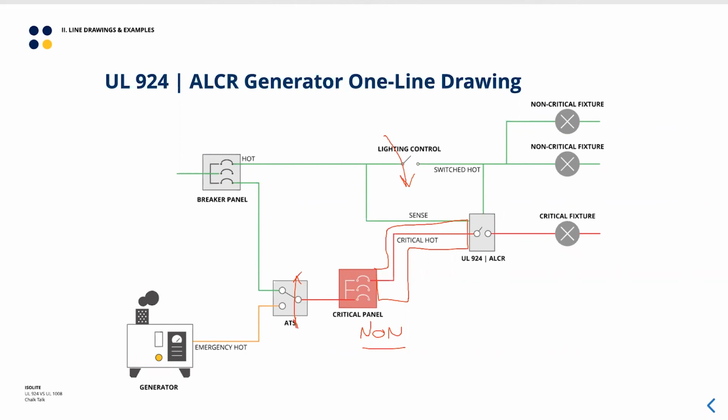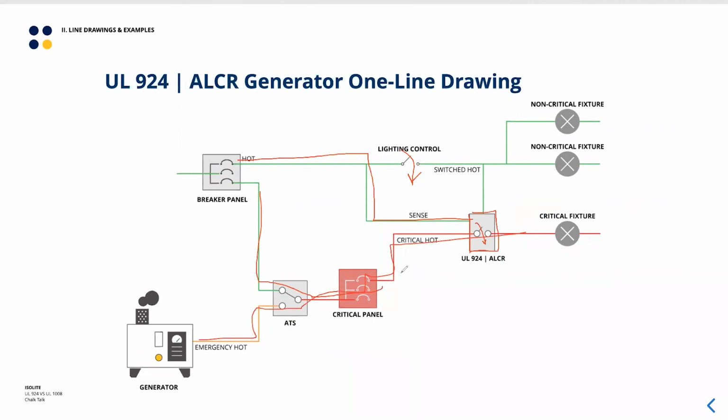So how does the architecture help us here? Well, we have our hot line. We're sensing that on the 924 device. When the lighting control closes in normal operation, we're just letting through critical power. We don't know where that's being generated from. It could be from the utility, or it could be from the generator. And then when that sense line goes away, we just bypass our lighting control. We start ignoring that and driving that critical fixture to full on.